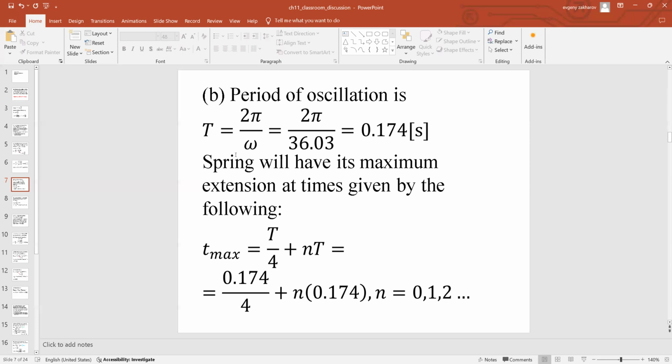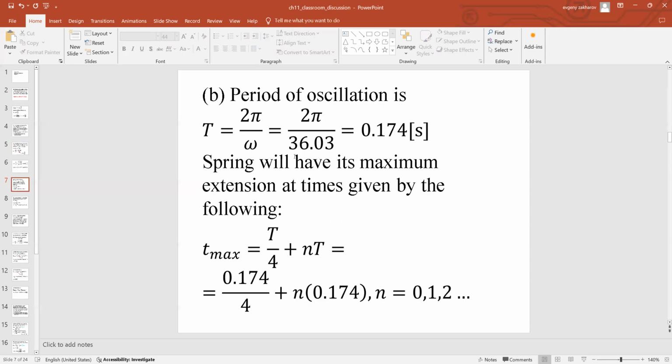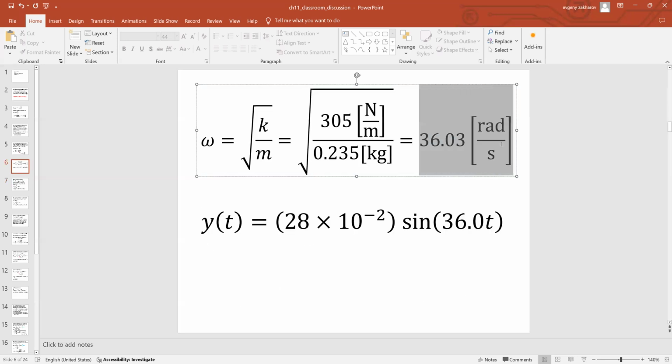So if the total period is 2 pi over omega, you can calculate the period because omega is 2 pi over T. So calculate the period by itself. It's going to be 2 pi over omega, 0.174 seconds specifically for this problem, because now we know omega. We just figured out omega from the previous part.